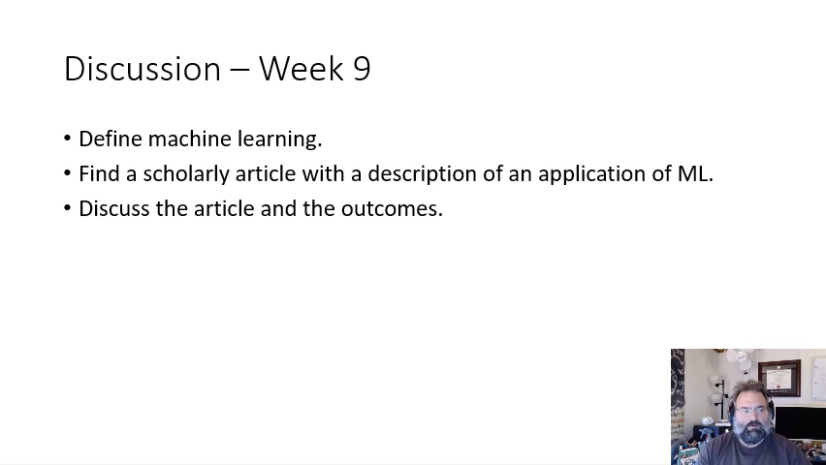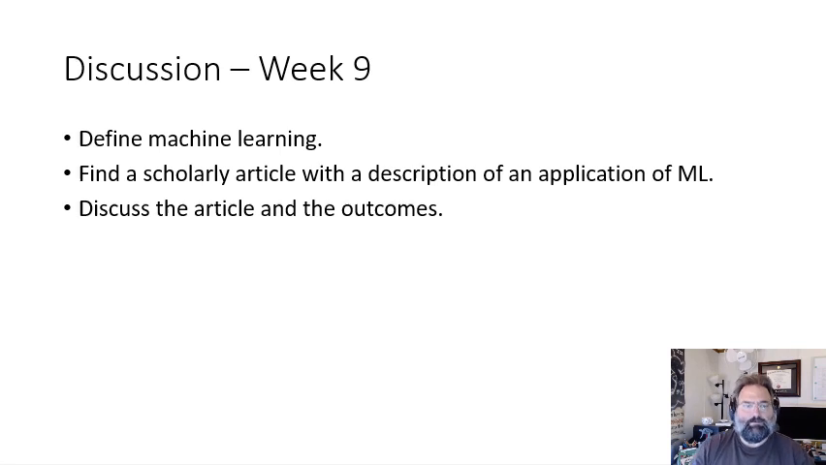So what is machine learning? Define it. Find a scholarly article with a description of an application of machine learning, and discuss the article and the outcomes associated with it. One of the things you'll find, I suspect, is that machine learning has lots of different meanings to lots of different people. I'll leave it to you to choose your definition. Make sure you do back it up with some citations or some rational explanation as to what it is. But do consider the fact that there are lots of different opinions.